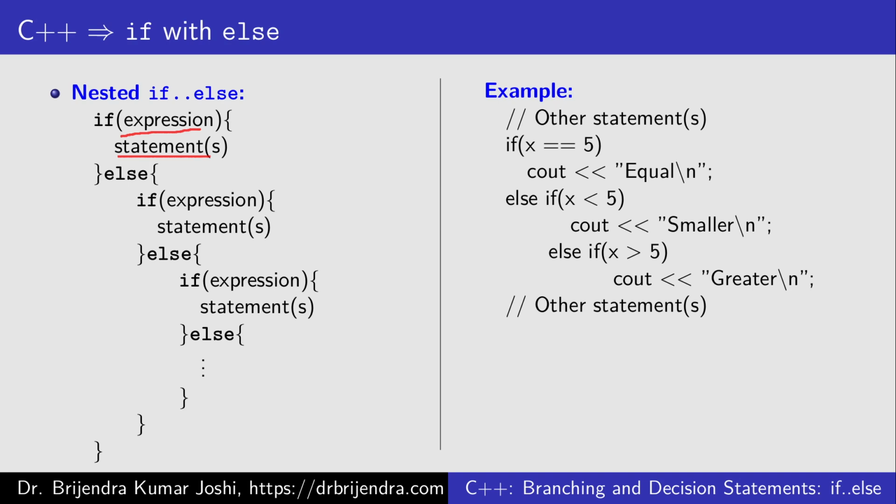Here is an example, and as the body of if and else I have written a single statement. So if x equal to 5, it will print equal. If x is not 5, then it will enter the else block which has one if. So if x is less than 5, it prints smaller. If it is not true, then the else block again has an if, which is x greater than 5. If it is true, then it will print greater. So depending on the value of x, any one of these three words, equal, smaller, or greater, would be printed.